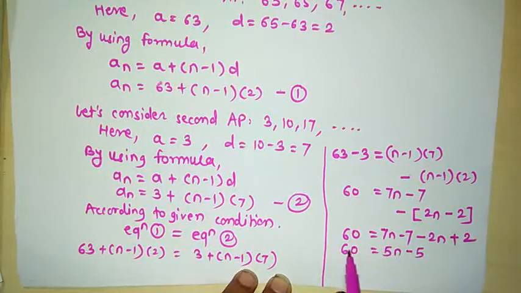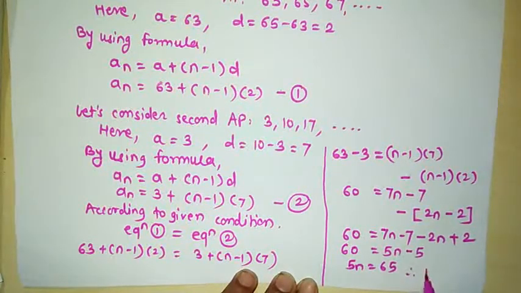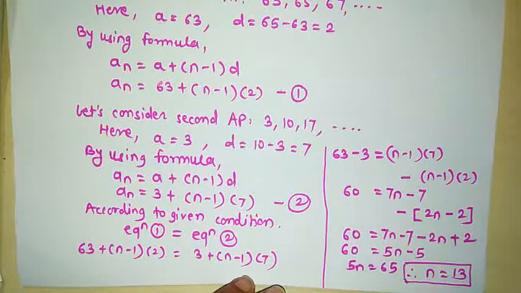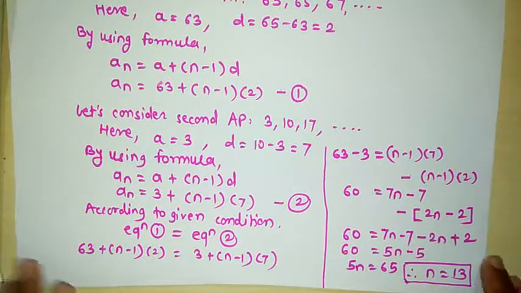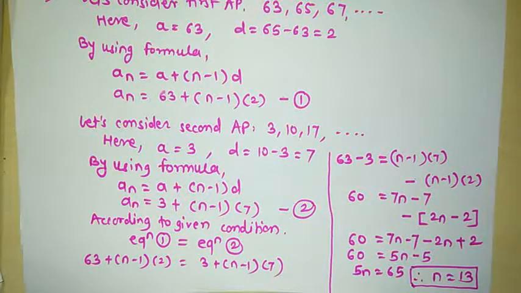Now see here, check this equation. Send this 5 towards the right hand side, it will become 5n is equal to 65. Therefore, n is equal to 13. From this, we can say that, you can write one statement below: therefore, the 13th terms of the two APs are equal. You have to write the statement below this.